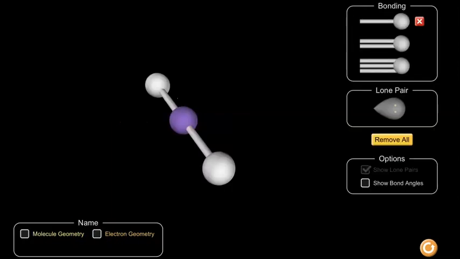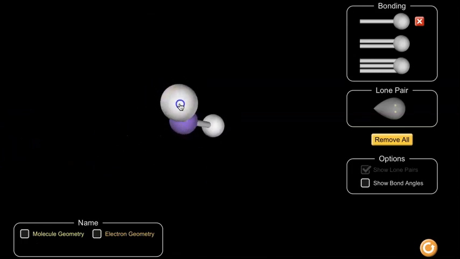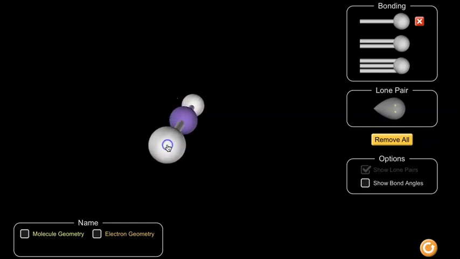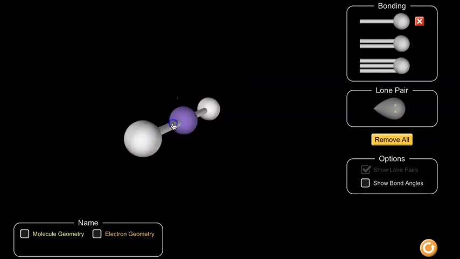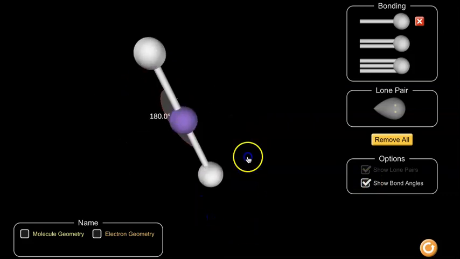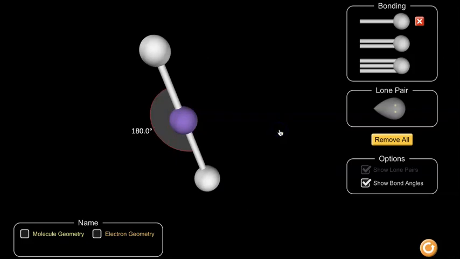So here's that linear geometry again. Let's say that we had a linear geometry. Oops, I didn't realize that would actually, oh, that's kind of fun. Boing! Oh, sorry. So this linear geometry, when we rotate it around, you'll notice that there's a bond angle of 180 degrees, which should make sense. We are just a line. Every line is 180 degrees.